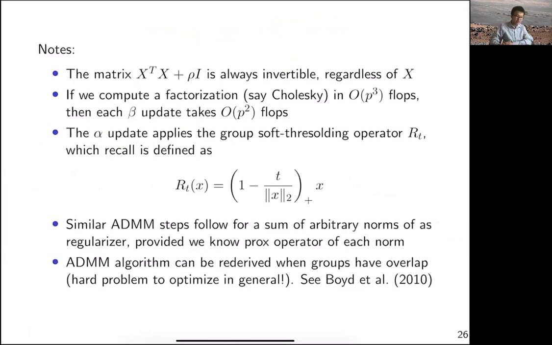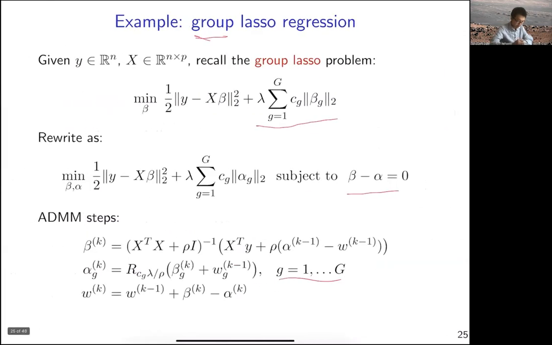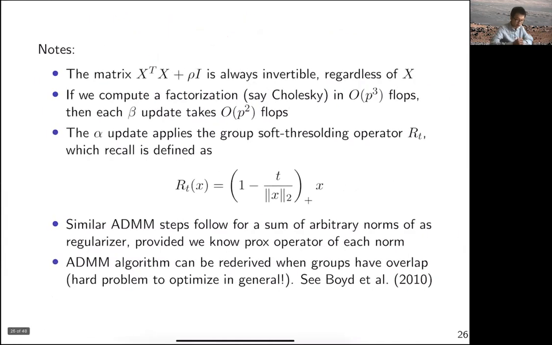The soft thresholding operator that applies to different groups is similar to the standard soft thresholding, but it differs in the sense that it uses the L2 norm and groups everything together. So at the end of the day, if you start with x, you'll either shrink it, or if the two norm of x is already within the threshold, then you just set everything to 0.